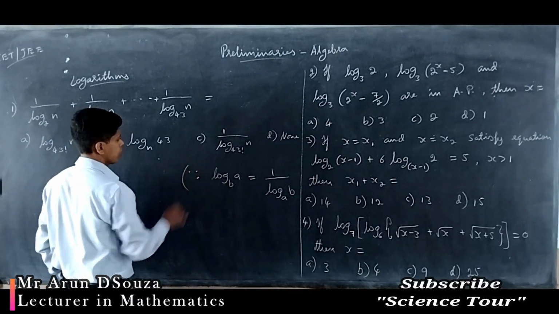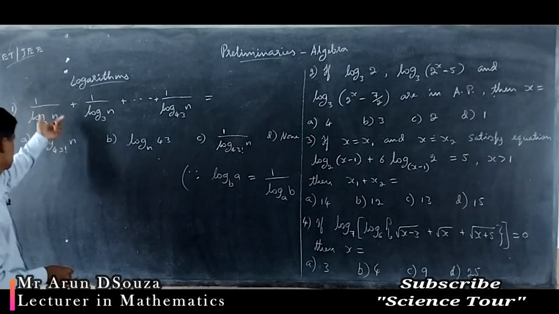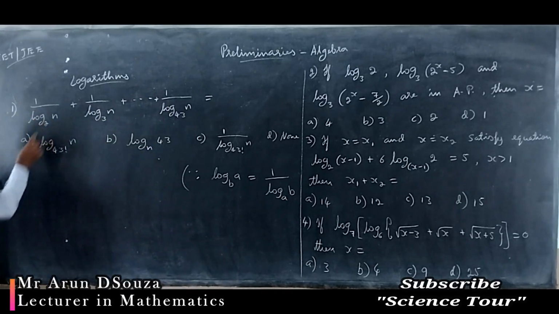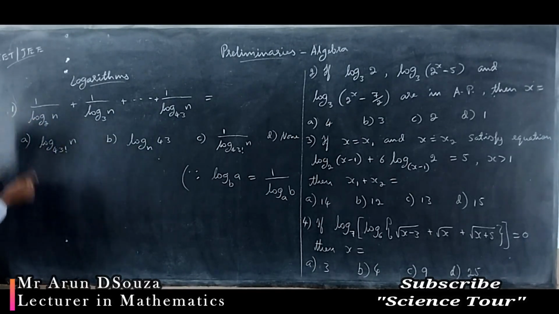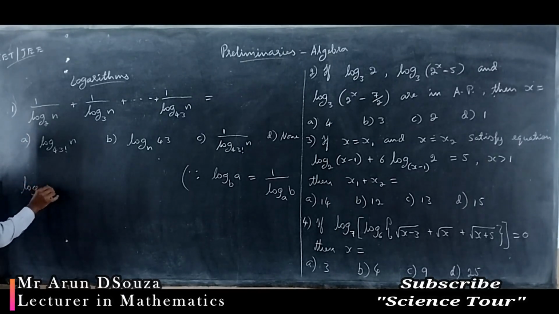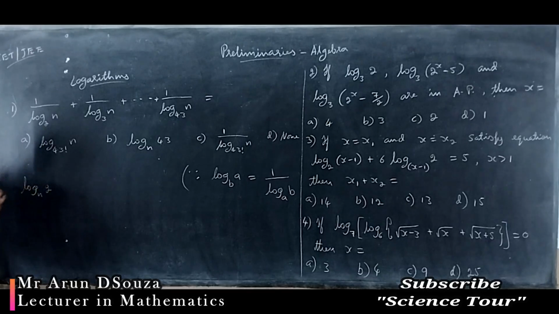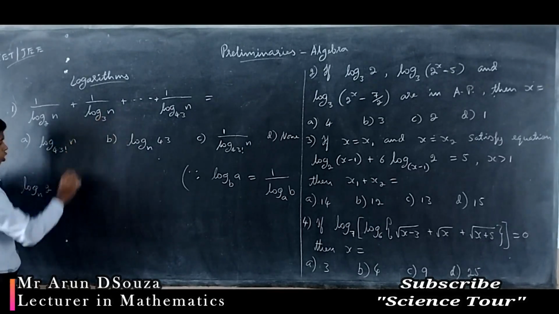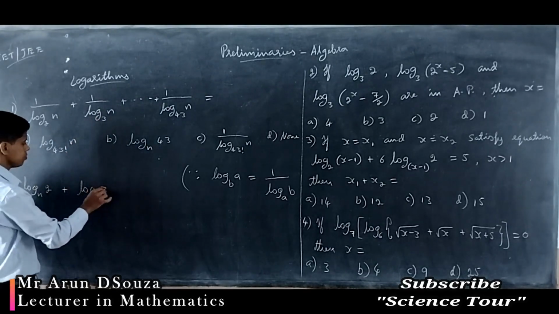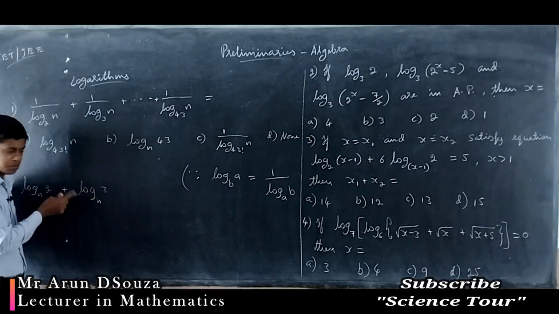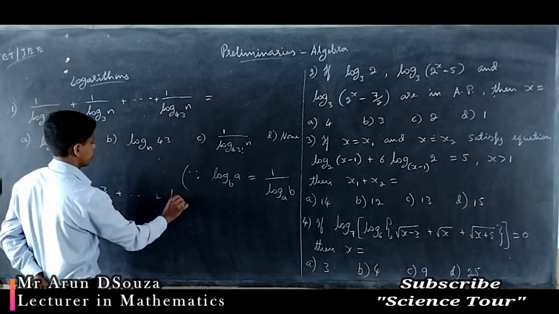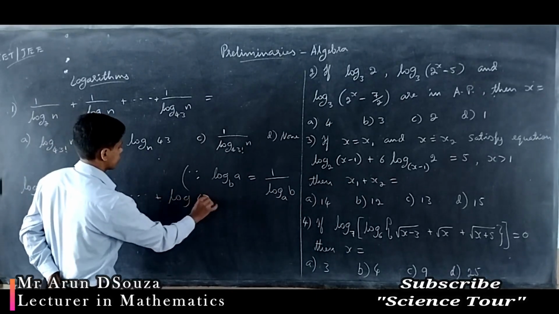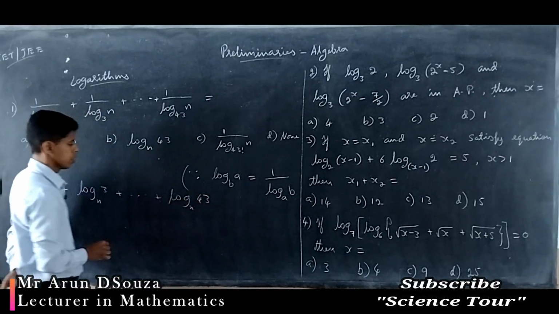So using this formula I'm going to write this. Taking the reciprocal to the numerator, this is log 2 to the base n, and then this is log 3, once again the same base n, plus and so on up to log 43 to the base n.